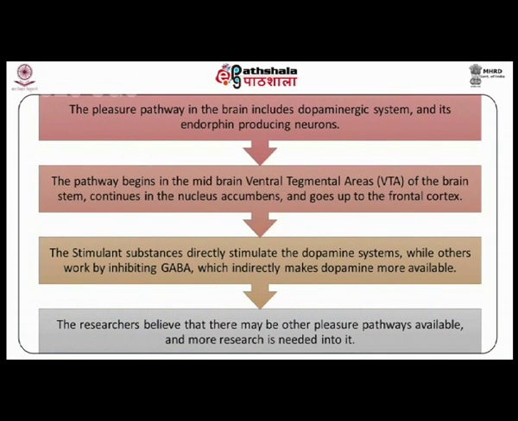The pleasure pathway in the brain includes the dopaminergic system and its endorphin-producing neurons. The pathway begins in the midbrain.